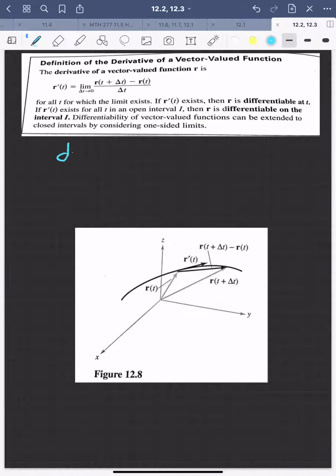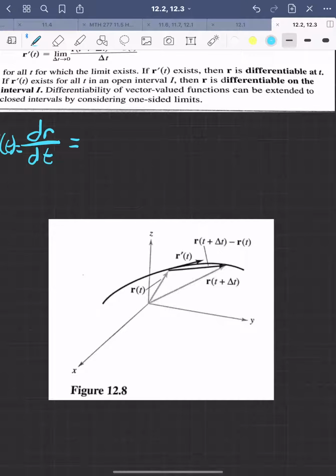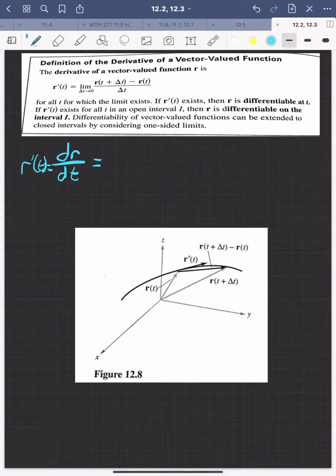So dr/dt, that would be the derivative of r, right? So r prime. Here's the good news. You get to use all the derivative rules that you've already memorized, and all you have to do is take the derivative component by component. So you take the derivative of the i component with respect to t, you take the derivative of the j component with respect to t, and you take the derivative of the k component with respect to t.